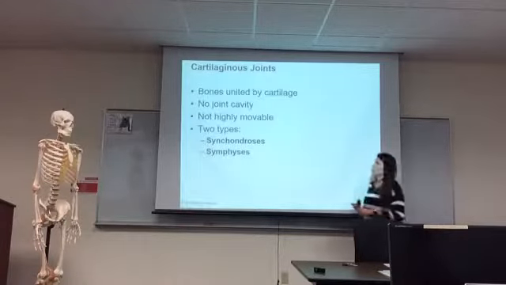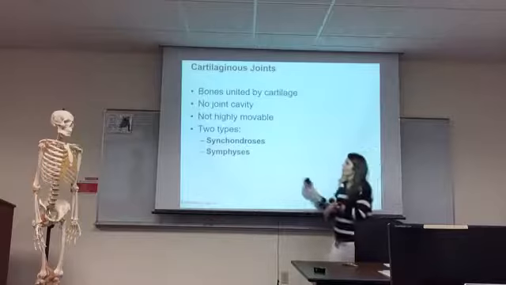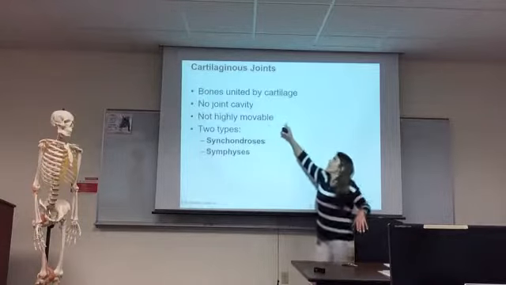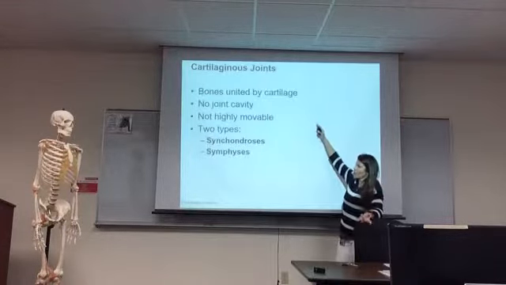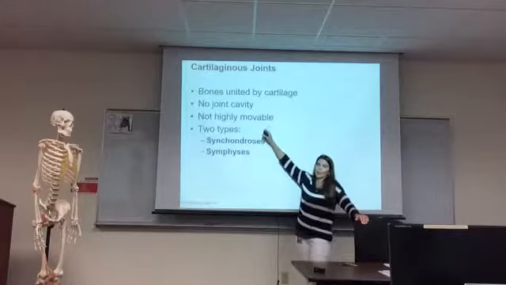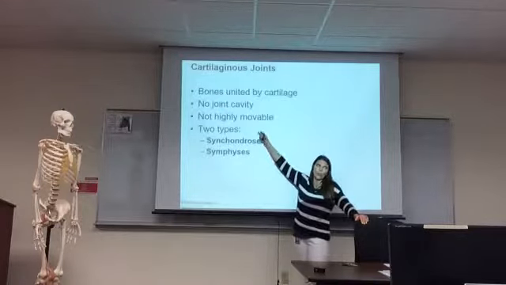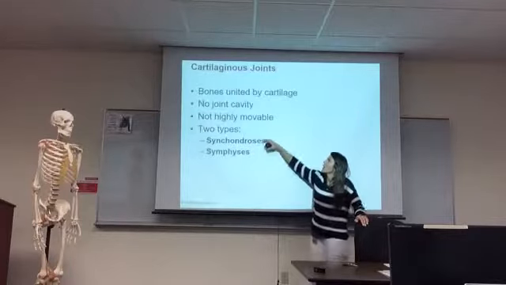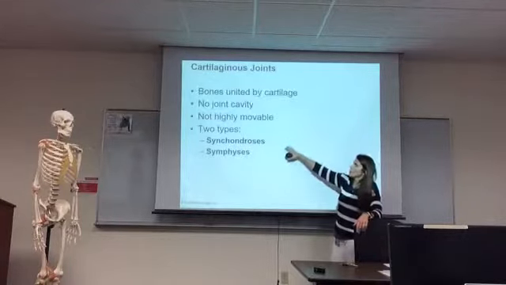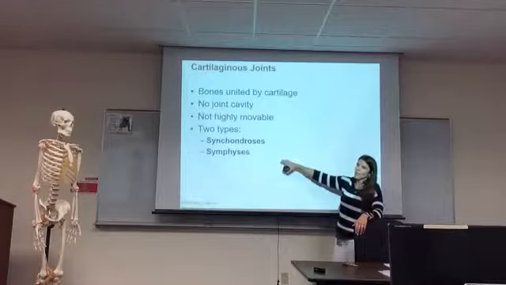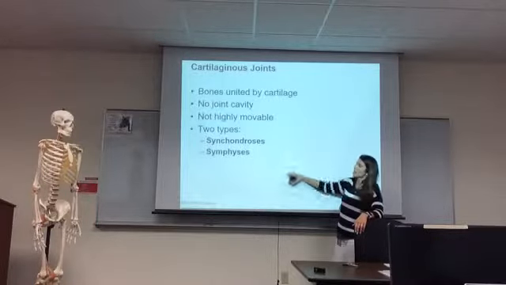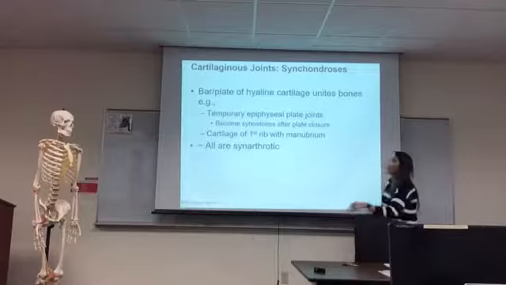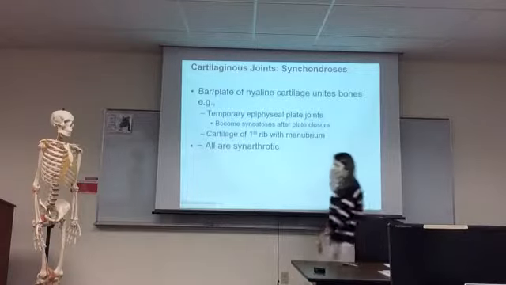Okay, cartilaginous joints. Cartilaginous joints have cartilage, which is why they're called cartilaginous joints. They're not highly movable, so that makes them amphiarthrotic. That's that second classification, slightly movable. Two types of cartilaginous joints: synchondroses and symphyses. Synchondroses, I can't read this.